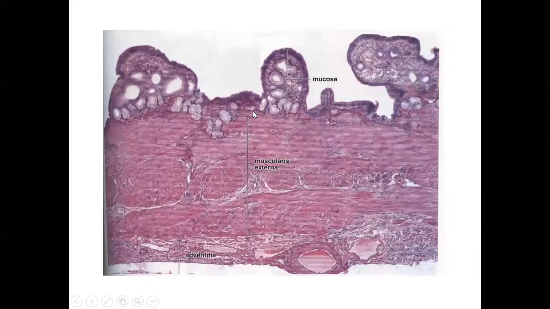So here you can see this is the mucosal layer. In the mucosa, we have the lamina propria, which is very, very cellular. And then we have the muscularis externa, and inside the muscularis externa we have the smooth muscle layer, bundles of smooth muscle.